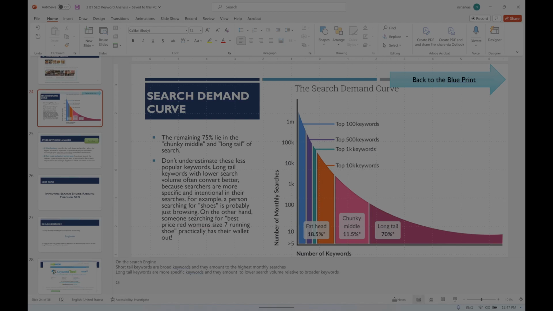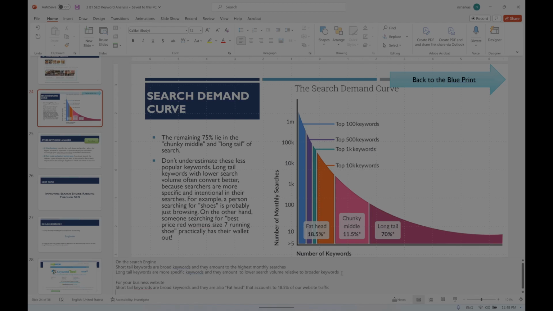Now, for your business website, what you can say about short tail keywords is that they are broad keywords and they are also what we call the fat head, that accounts for 18.5% of our website traffic.